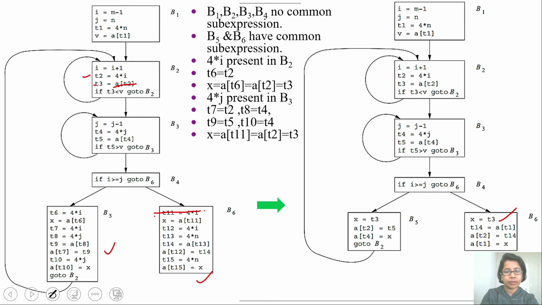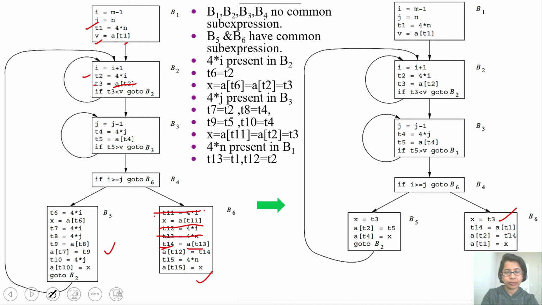Next, T12 equal to 4 multiplication I, it is already there, we'll remove it. Then T13 equal to 4 multiplication N, it is already there. T1 equal to 4 multiplication N in block 1, so we'll remove it. Next, T14 equal to A of T13. We can write T14 equal to A of T1, as T1 contains 4 multiplication N.